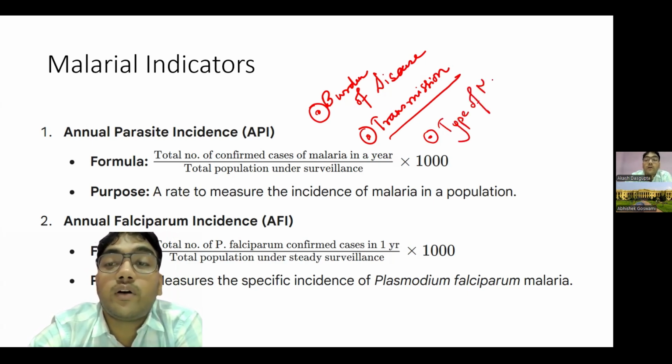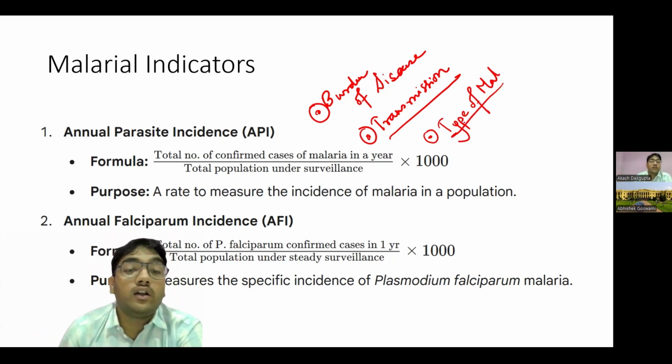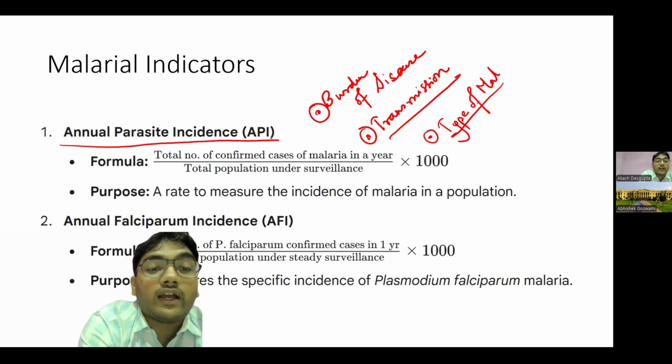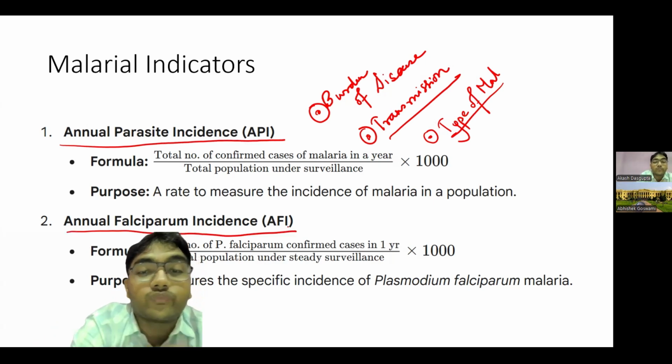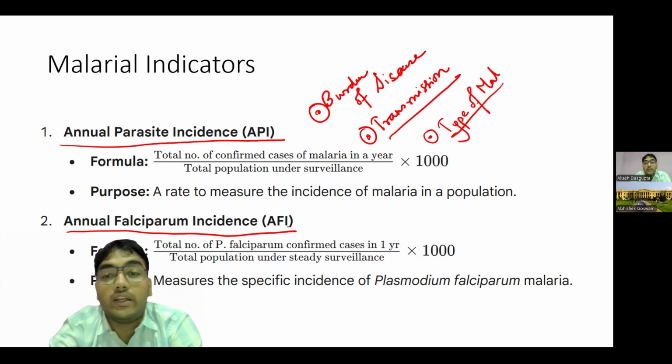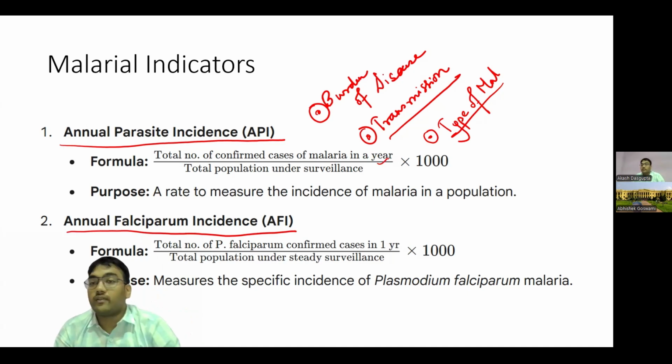For these purposes, mostly we have two indicators: the annual parasite incidence and the annual falciparum incidence. Annual parasite incidence is the total number of confirmed cases of malaria in a year divided by the total population under surveillance.